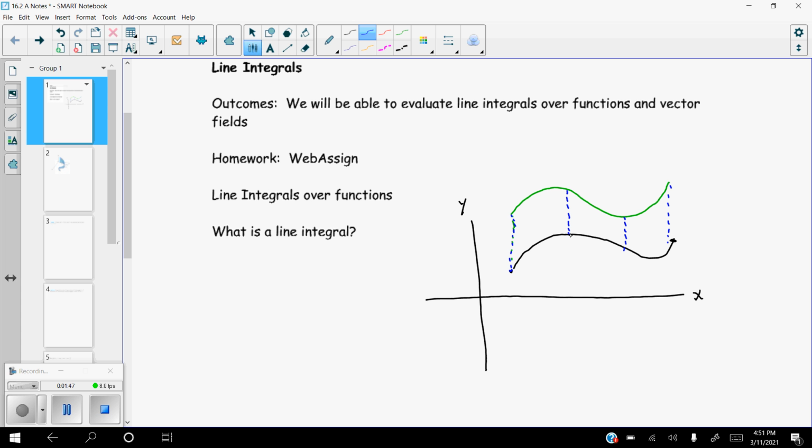But basically what we're doing is we are taking an integral where the black part is the projection down into the xy plane underneath of the green curve. So the green part is the actual curve that we're taking the line integral of. And to do this, there's two parts.